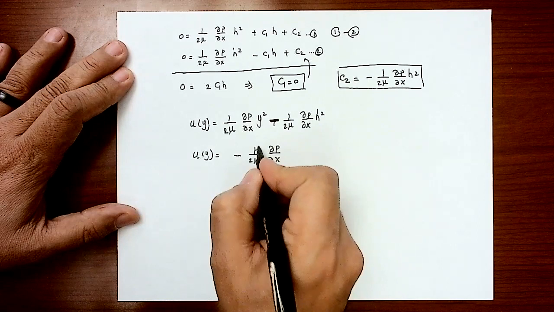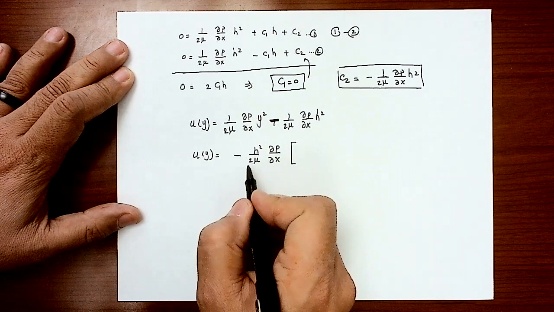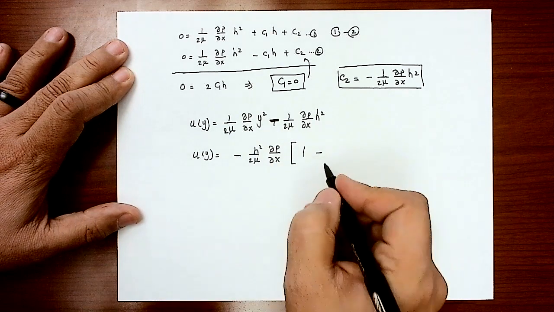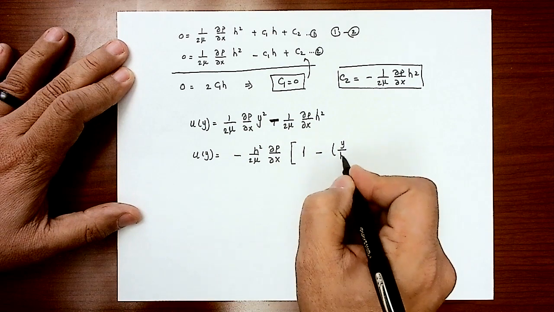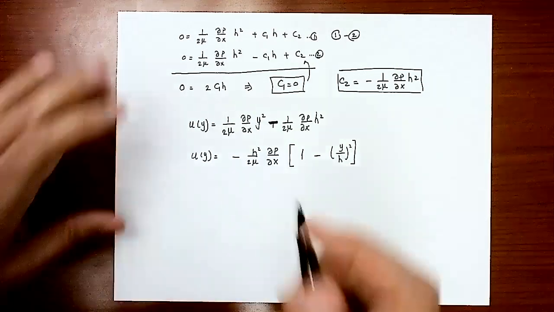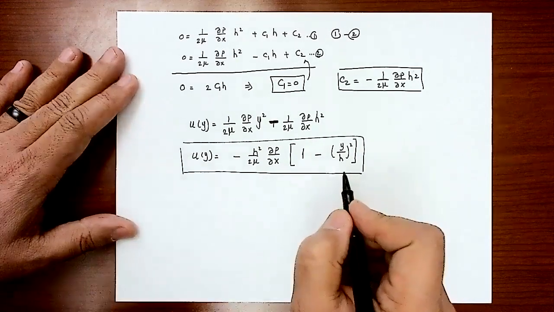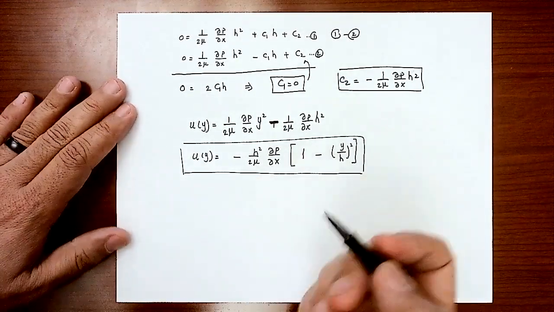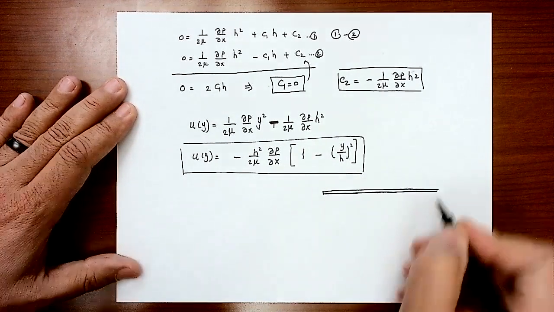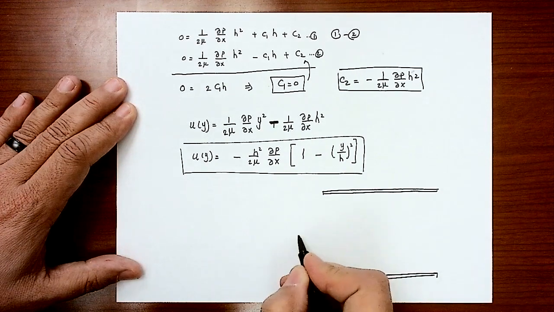Let's take actually H squared as well out. So if you take minus H squared over 2 mu partial P by partial X, this will give you 1. But this will give you minus y over h to the square. And this is the equation for the velocity distribution. If you plot this velocity distribution for a given value of partial P by partial X, you will find a very famous parabola distribution for the velocity between the two fixed plates.